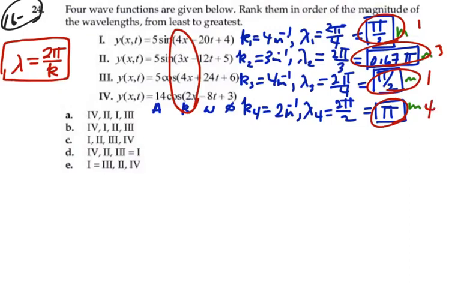So in order from least to greatest, for wavelengths, our order would be 1 is the same as 3, and then we would have 2, and then we would have 4. So looking at that, our answer is E. We're going from least to greatest wavelengths.